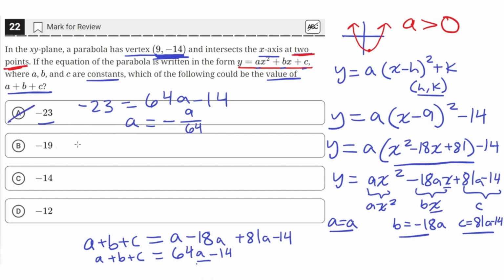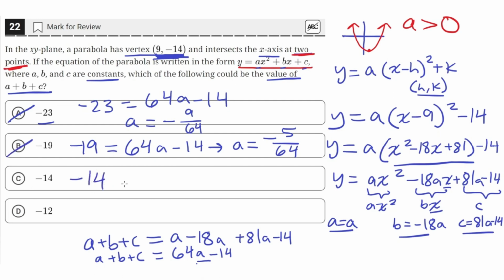If we plug in negative 19 for a plus b plus c, we will get this equation. Negative 19 equals 64a minus 14. This implies that a is equal to negative 5 over 64. This is still a negative number for the value of a, so B cannot be correct either.